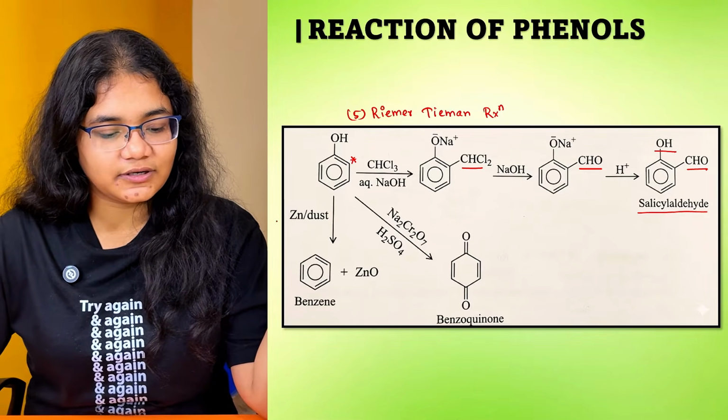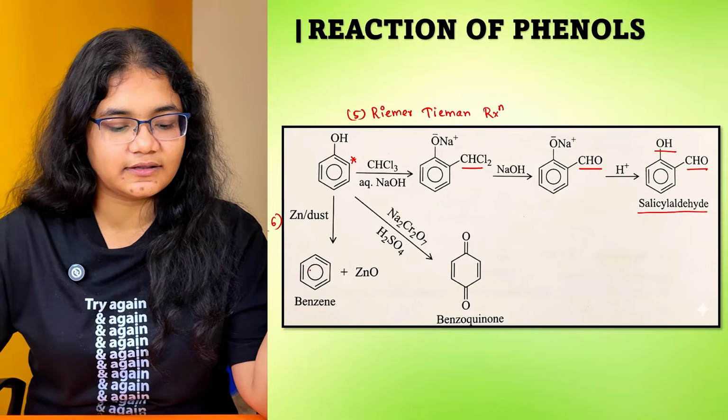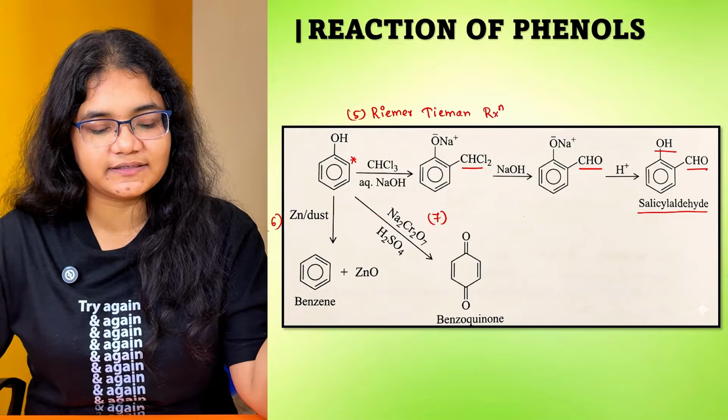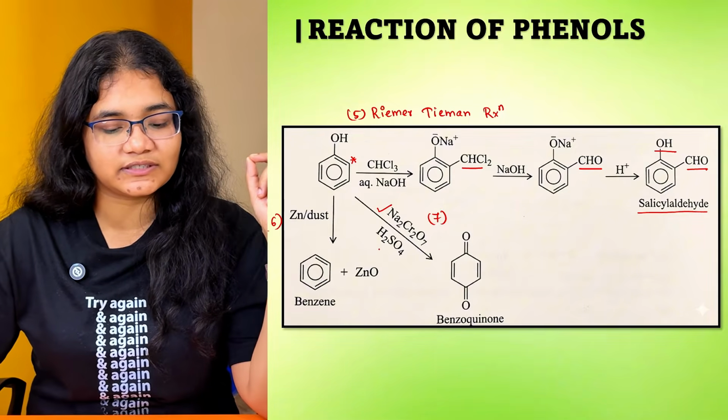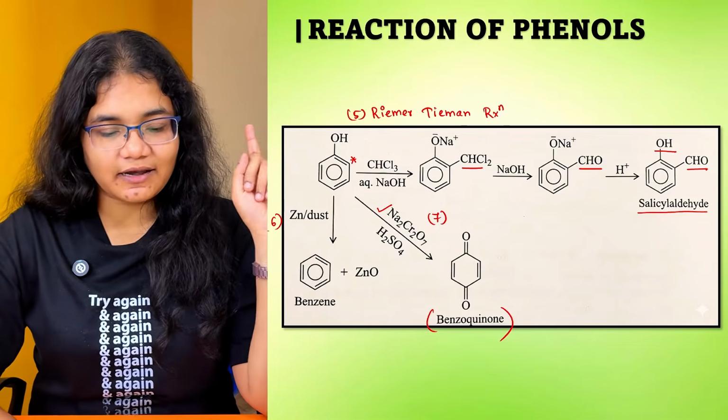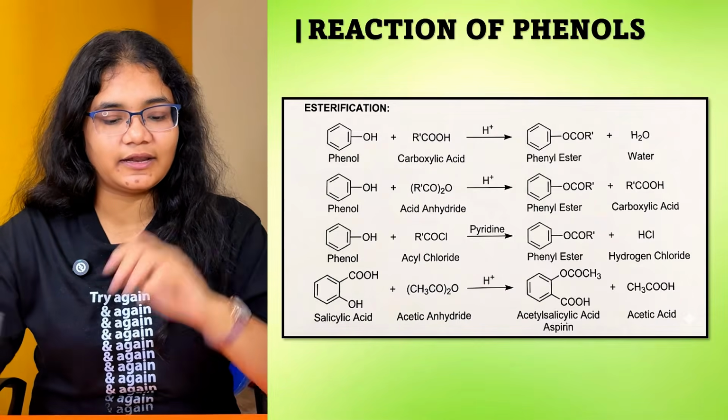Now the sixth reaction is the reaction with zinc dust, that will give you benzene simply. And the seventh reaction is the oxidation of phenol. If you treat it with Na2Cr2O7 and H2SO4, you will get benzoquinone. Okay, so we have one reaction left, that is the esterification reaction.